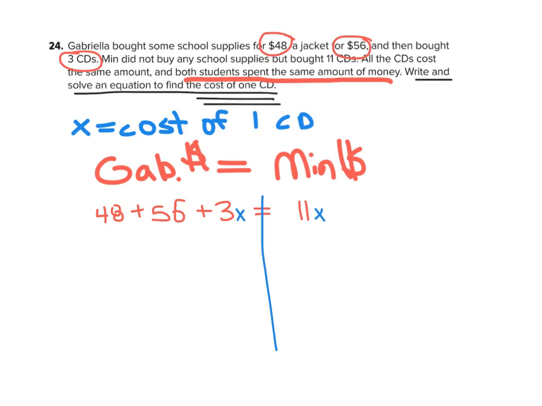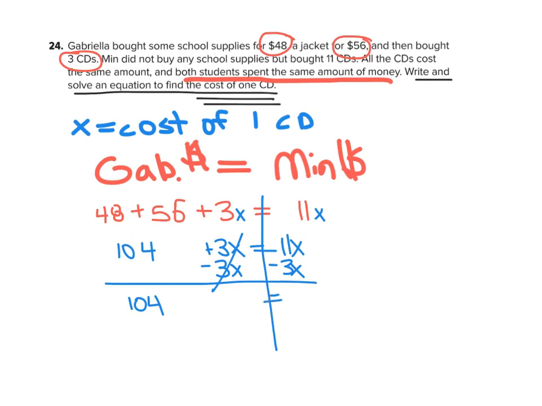So now I'm going to solve this by adding my like terms. So I'm going to first add my like terms of 48 plus 56, which is 104, plus 3x equals 11x. I want to move my smaller x, so I'm going to subtract 3x from each side. Opposite of positive is negative. That's 0. So I have 104 equals 8 times x. Now, when I divide 104 by 8, I have to divide each side by 8.